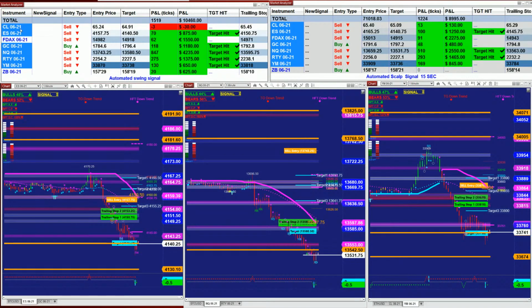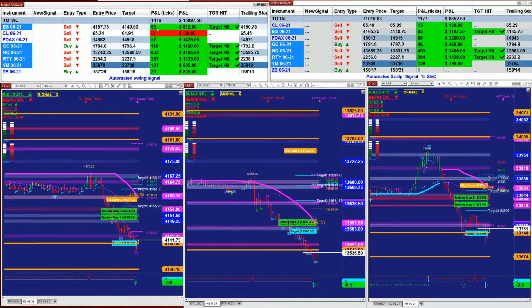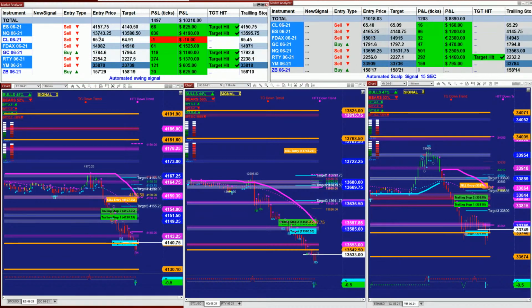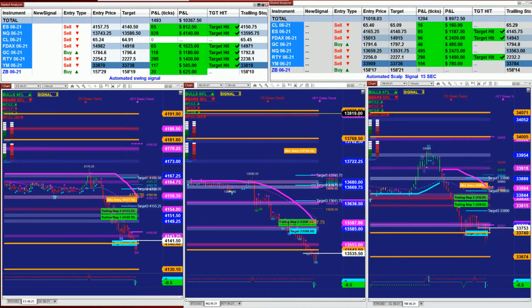For example, we have an ES. We had an entry at 4157.75, target 4140.50, 65 ticks into the trade. Nasdaq, we are already, it is a beautiful trade on the Nasdaq.